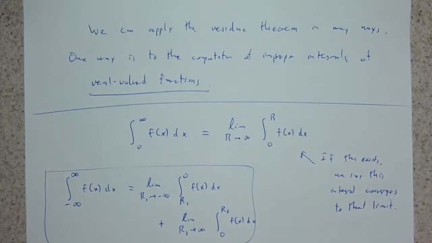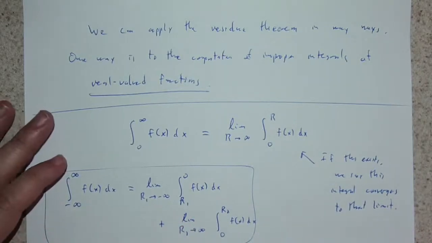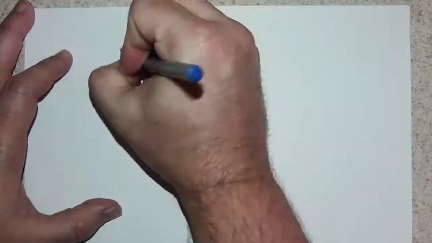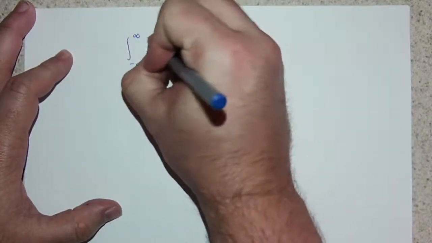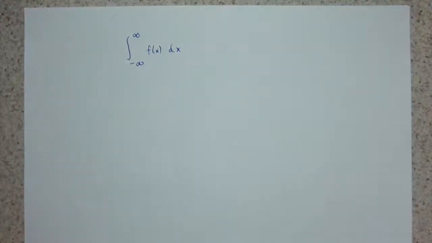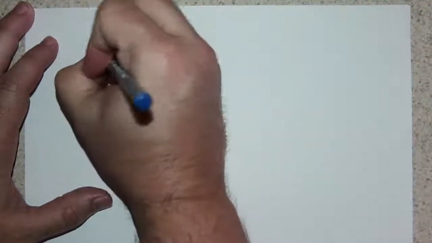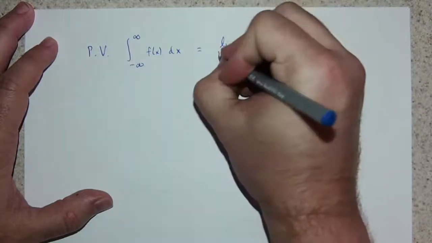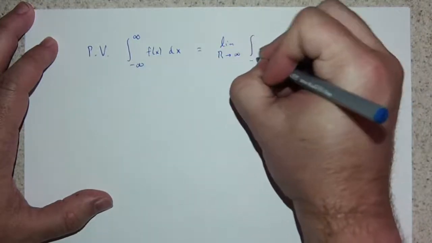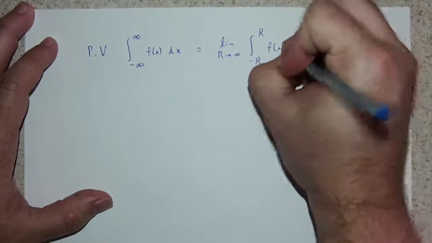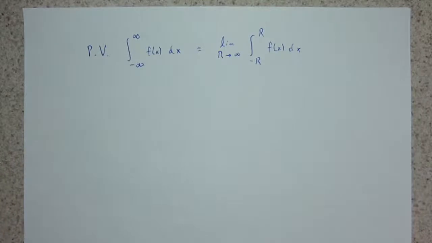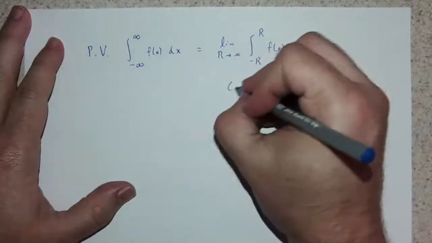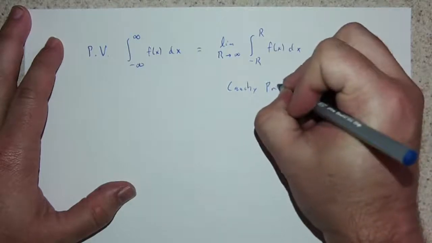And so there's another way of writing this, sometimes more conveniently. We do this using something called the Cauchy principal value. So another way of writing this improper integral, we write PV here of this thing. And we say that this is equal to the limit as r goes to infinity of the integral from minus r to r of f of x dx, provided this single limit exists. This is known as the Cauchy principal value.